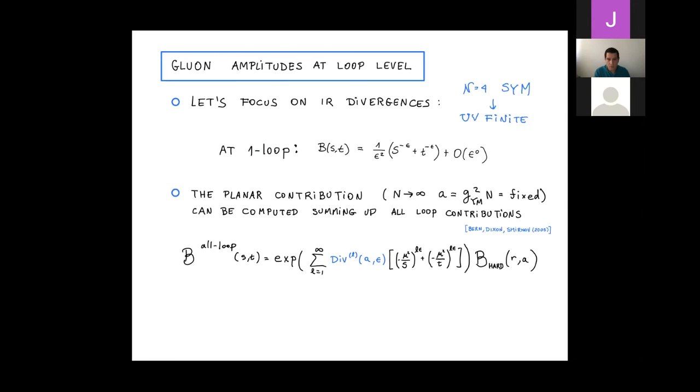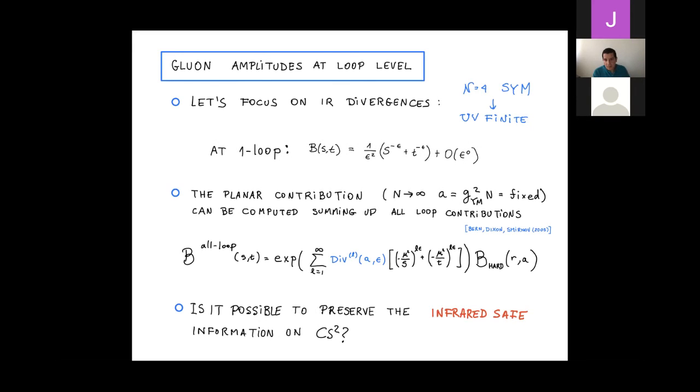So let me just say that, well, one can consider the planar contribution. So when N goes to infinity for the SU(N) gauge group, and you consider the Regge limit, where a is fixed. Then in that case, you can sum over all loop contributions, and you get an exponential factor times a hard piece that you can compute exactly. That depends on R and the coupling a.